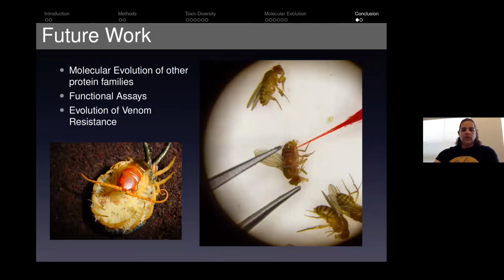And one of the functional assays that I do is injecting venom into fruit flies, where specifically I've looked at characterizing the evolution of venom resistance. And so looking at the coevolution of venom composition with venom resistance, and I'm using fruit flies for that work. So hopefully here in the next year or so, you'll hear more about me talking about the coevolution of venom and venom resistance.